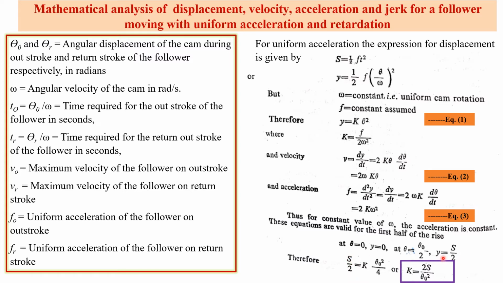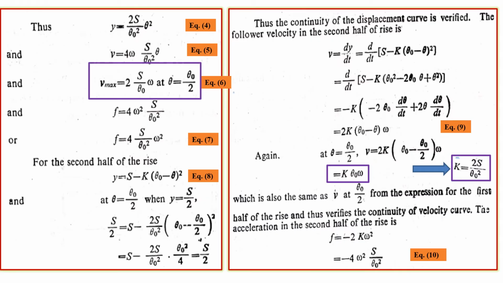So we just insert these values, y equal to s by 2 and theta equal to theta 0 by 2, in equation number 1. So what we get is the value of the constant k as 2s upon theta 0 square. Now substituting the value of the constant determined earlier back into equation number 1, that is the displacement of the follower, we get 2s upon theta 0 square into theta squared. And the velocity becomes 4 omega s into theta divided by theta 0 square.